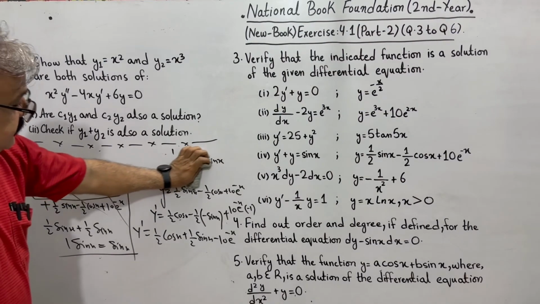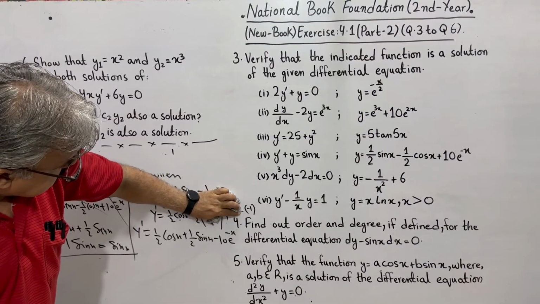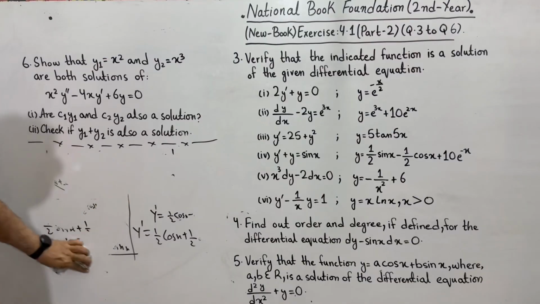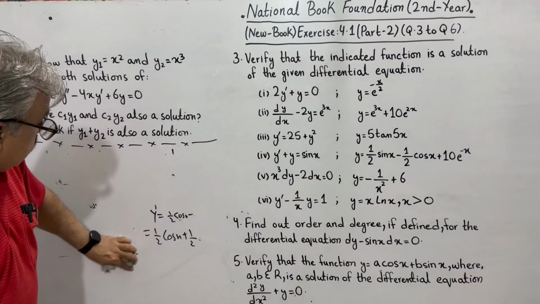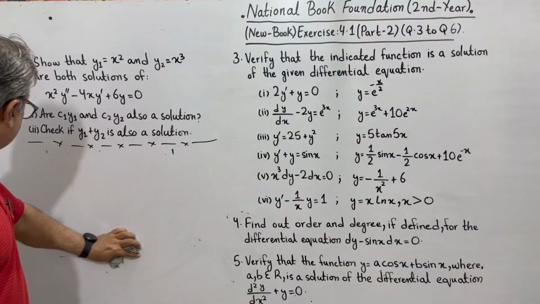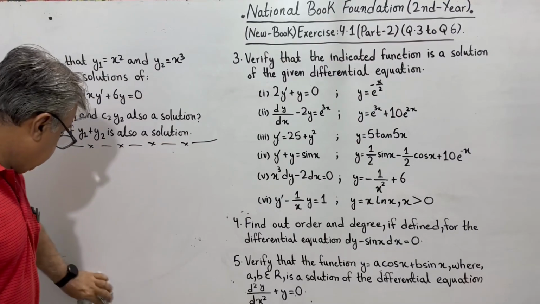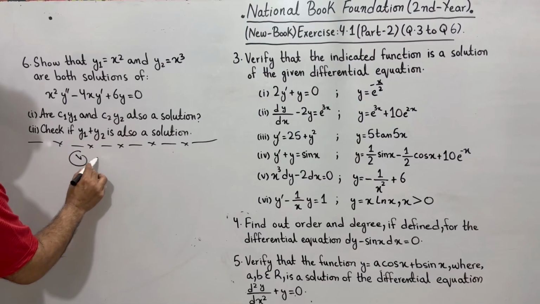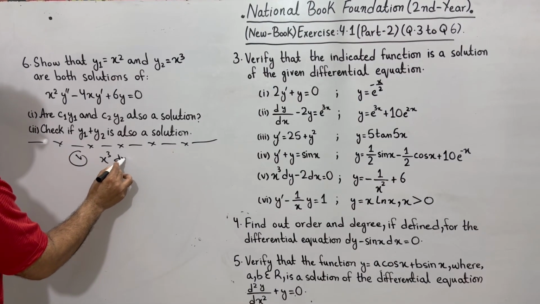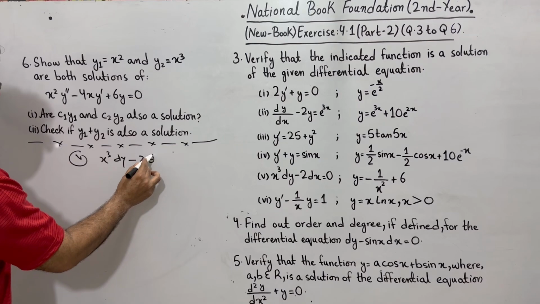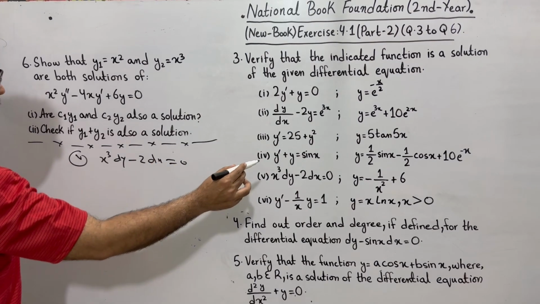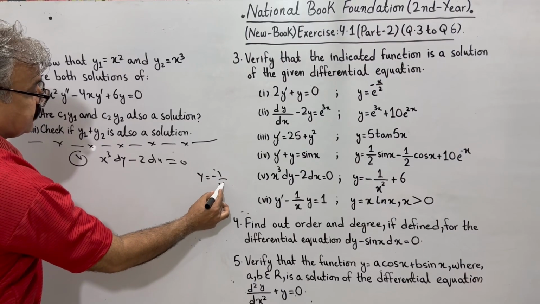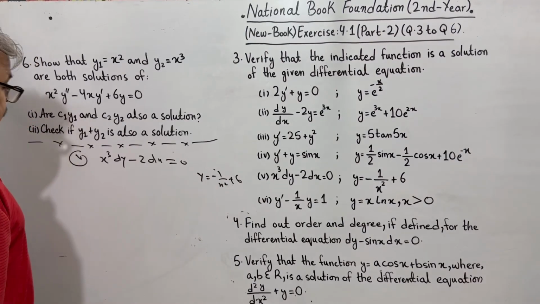Okay, let me erase this first. Question number 5. Now the length of the questions keeps on shrinking. In that case, in the fifth, we have x cube times the differential dy minus 2 times dx is equal to 0. Then the solution given to us is y is equal to negative 1 over x square plus 6.